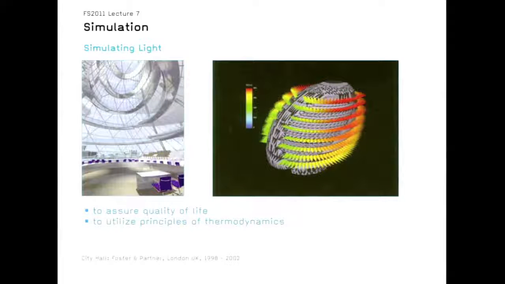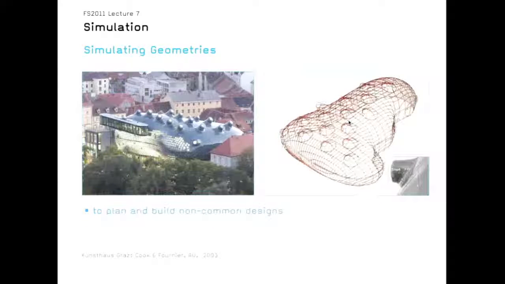Simulation of light over time in this building here from Foster & Partners in London, the City Hall, and you can see the light and also the energy and the heat losses that you have for this building. Simulation of geometry and changes of geometry. You could move this object here. You could twist and tweak it, of course.